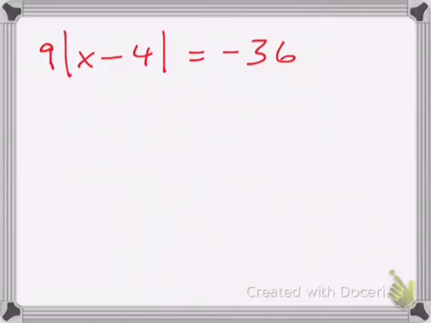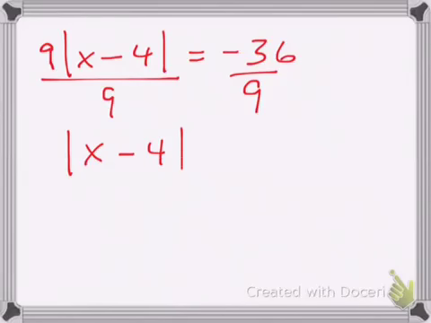Can I split this into two separate equations now? No, because the absolute value part is not by itself, right? How do I get the absolute value part by itself? I have to divide everything by 9 or multiply by 1/9, but when I divide by 9 on both sides, on the left, the 9's cancel, and on the right, I get what? That's right. Now can I split it into two equations? I can, but if I do, I'm going to get two incorrect answers.